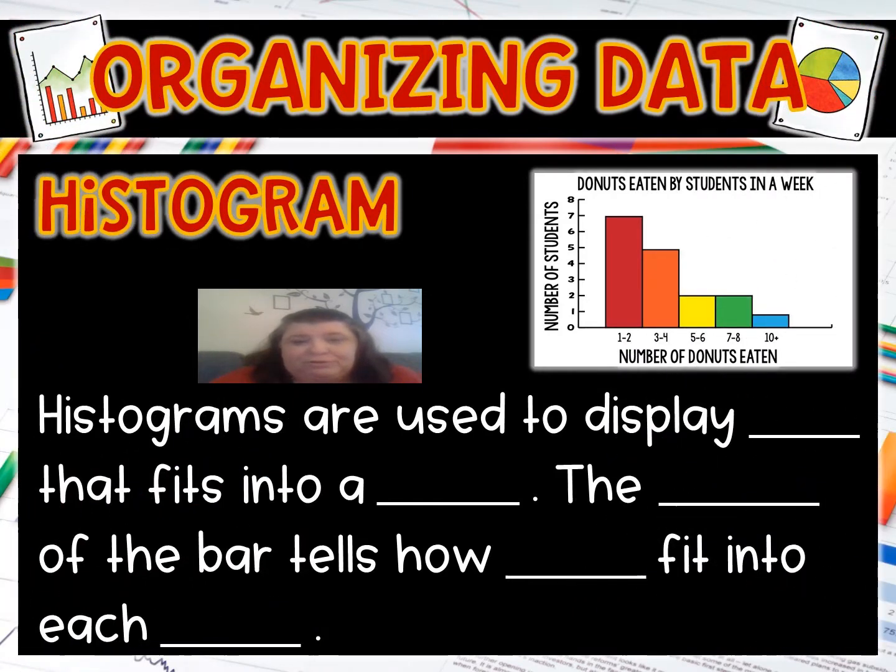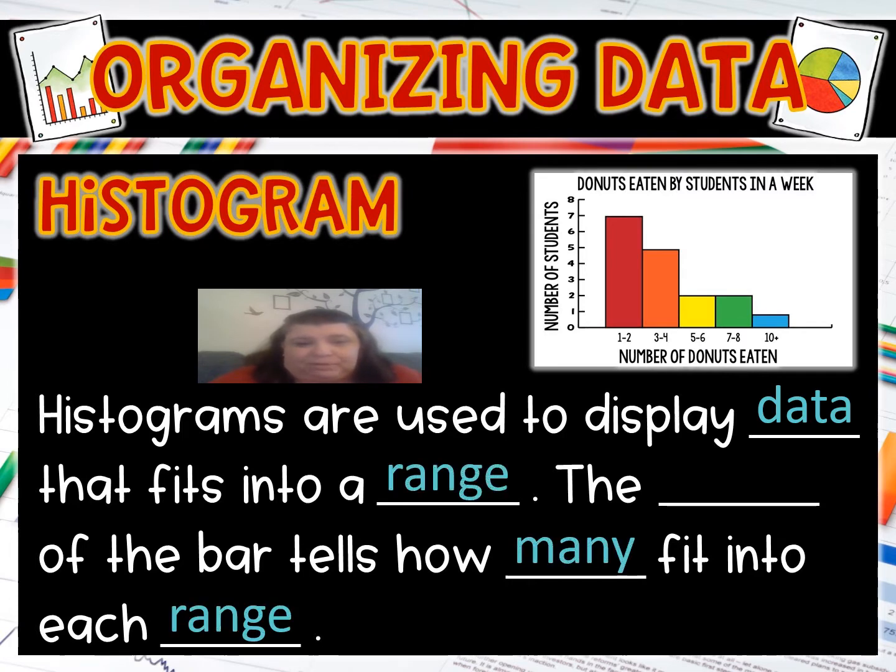Histograms are used to display data that fits into a range, and the range of each bar tells how much falls into each range. So we see here we have number of students over on this side, and we have the number of donuts eaten. The people that ate one or two donuts is about 7 people that can stop at 1 or 2.